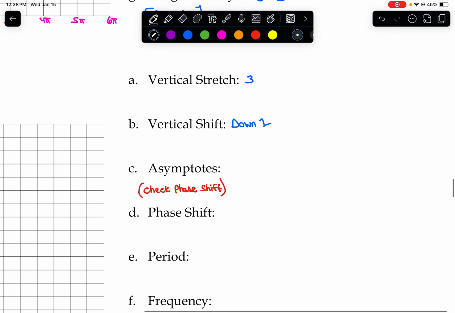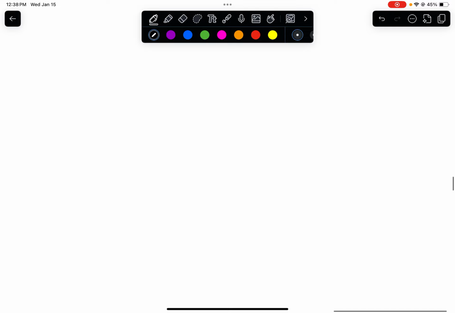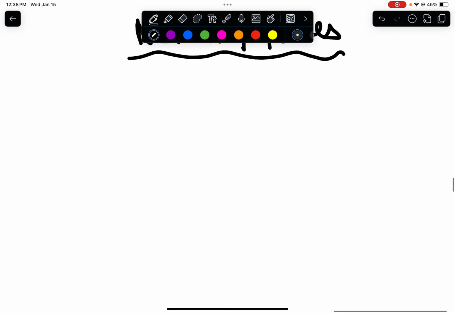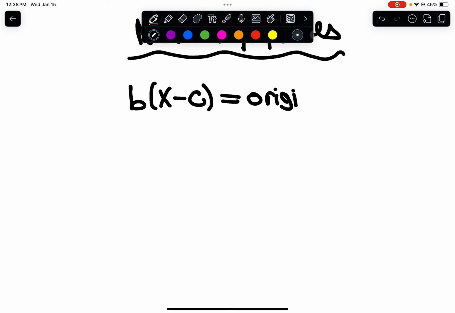So I'm actually going to go over here to the side. So for your new asymptotes, so what you're going to do is you're actually going to set the parentheses. So you're going to do your b parentheses x minus c or whatever, and you're going to set that equal to your original asymptotes.